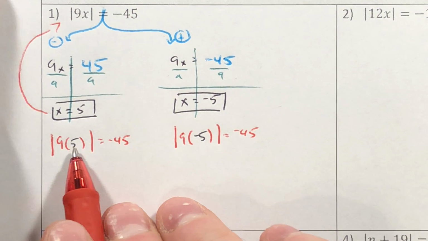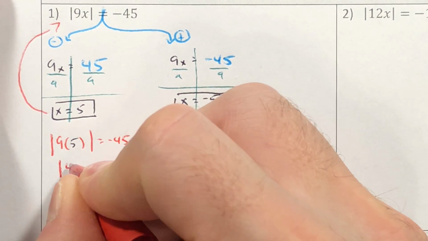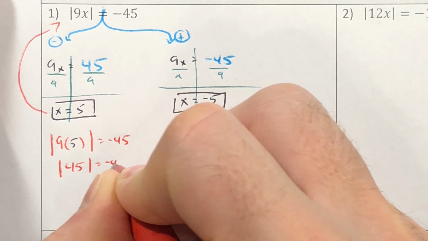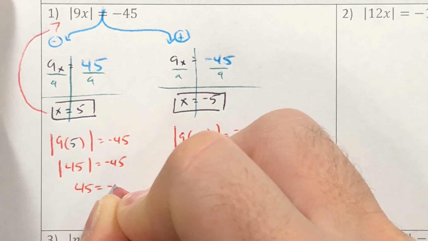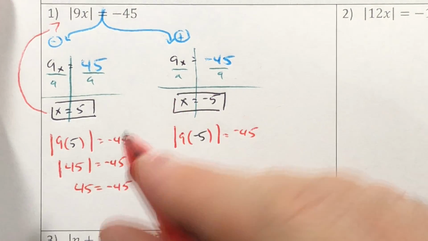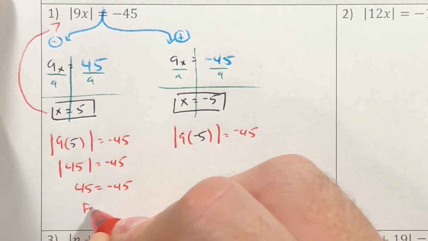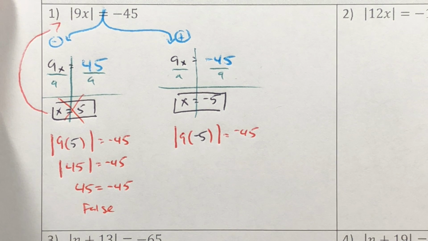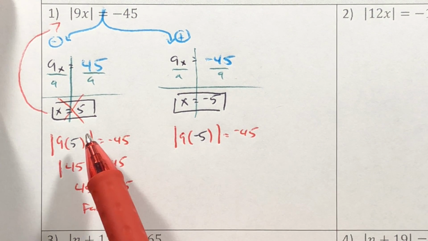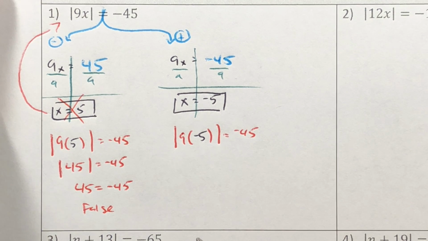And let's see. So 9 times 5 is 45, so we have the absolute value of 45. It's negative 45. And if I take the absolute value, I get positive 45 equals negative 45. Well, we know this does not work. This is false, which means that my answer up here is an extraneous solution. It doesn't actually work. It looked like it should, but when we tried it out, it didn't work out.